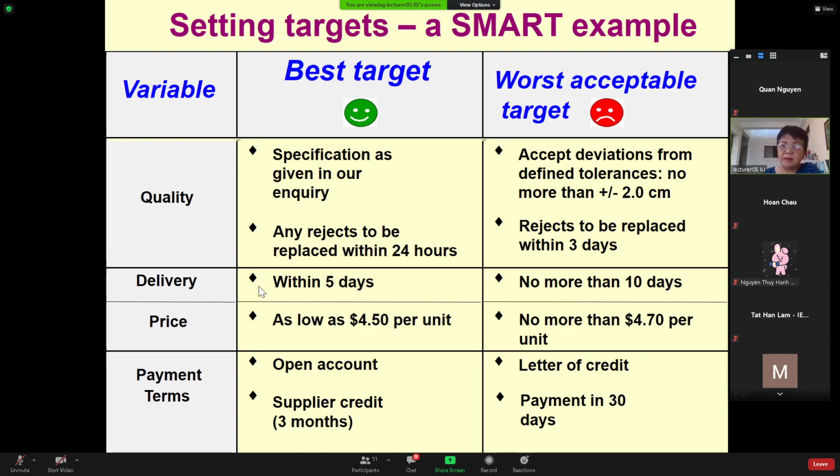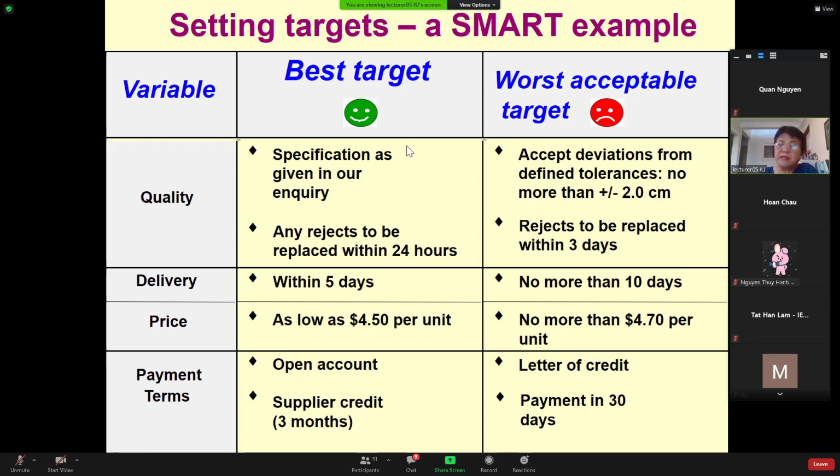Delivery within 5 days is the best target, and the worst case acceptable is no more than 10 days. Between 5 days and 10 days is okay. The price as low as 4.5 per unit, and the worst case is no more than 4.7 per unit. For payment term, the best case is supplier credit within 3 months, with an open account. The worst case is a letter of credit, or payment made within 30 days.